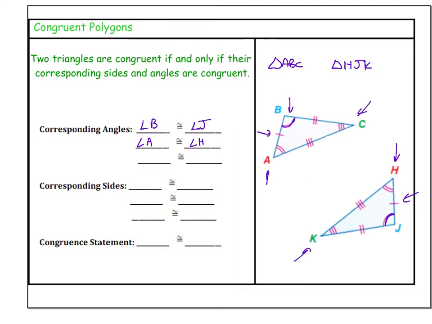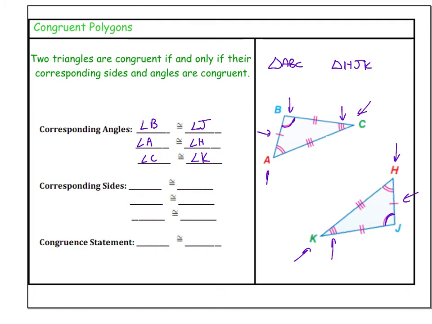Last but not least, angle C has got to match up to angle K, and it's good because they have those same marks which tell you that they're going to be congruent, they're going to be the same measure. This is what I mean when I say each little part is going to be equal to each other.